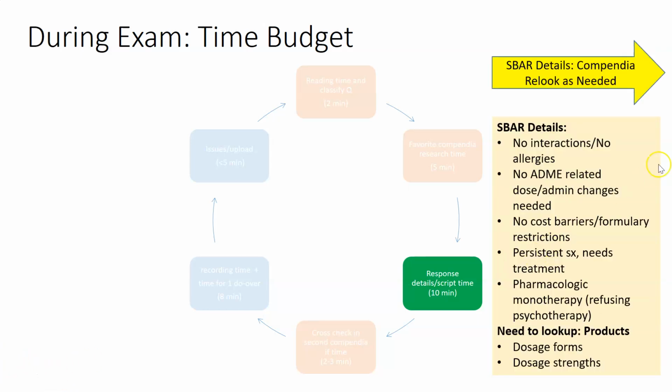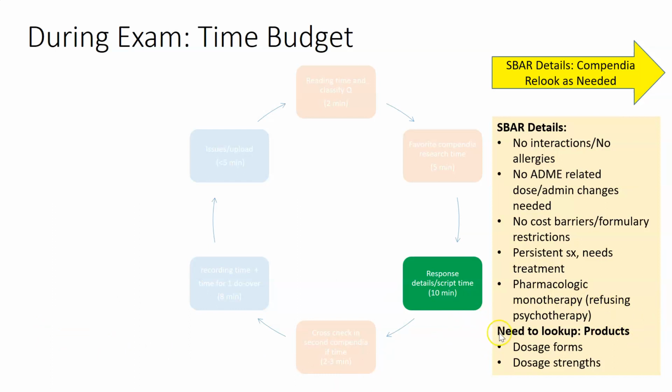So when I took a look back, what stood out to me again is that there's no interactions or allergies that I need to worry about, so I can take that off the table. Venlafaxine should be fine. There isn't anything related to the patient's, for example, renal function or liver function that would cause me to need to make a different dosing recommendation. The patient should be able to be put onto venlafaxine because there's no cost or formulary barriers to that. He certainly needs treatment because he's having persistent symptoms. And I can also get the picture that the patient is needing some pharmacologic monotherapy, or at least that's the direction the provider would like to go, and they are refusing psychotherapy.